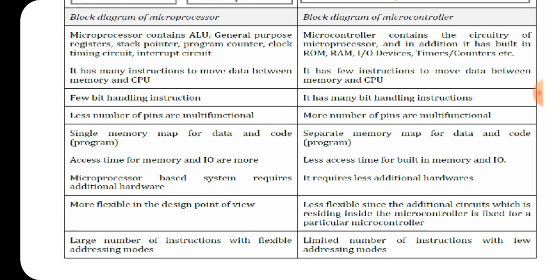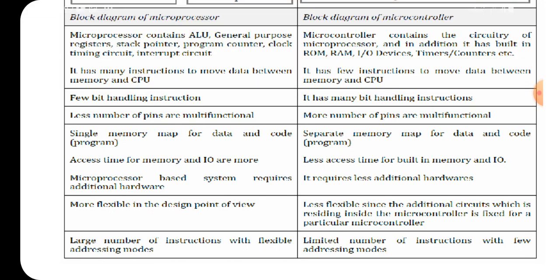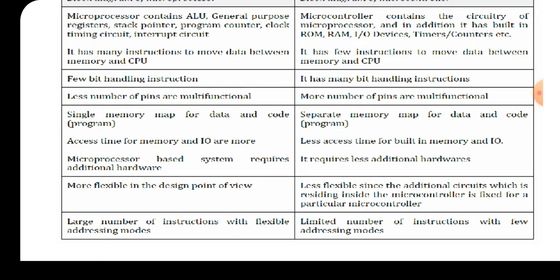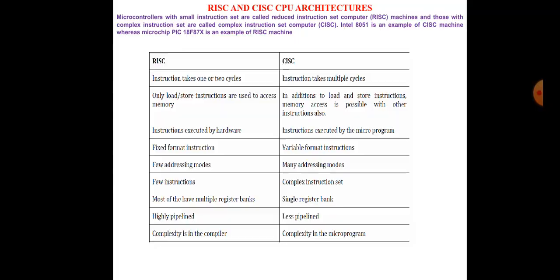Addressing mode means how the operand or the data is specified in the instruction. The method by which the data is specified in the instruction can vary in many different ways, which are available in a microprocessor. Plus there is a large set of instructions, whereas in case of your microcontroller the number of instructions is limited, with few addressing modes. So this completes the difference between your microprocessor and microcontroller.